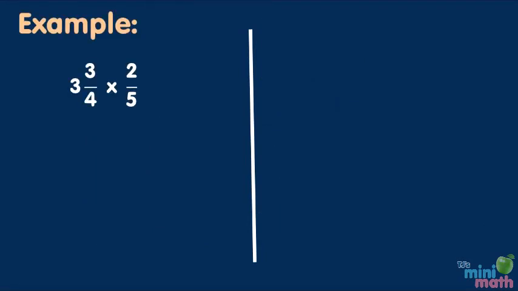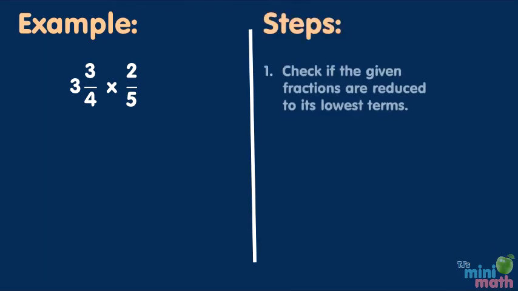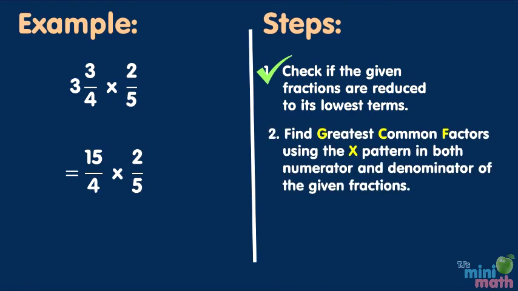As for the last example, we have 3 and 3/4, which is a mixed fraction, times 2 over 5. So we are going to convert first the mixed fraction 3 and 3/4 into improper fraction, because it's easier for us to multiply improper fractions rather than a mixed fraction. Okay, so if we convert 3 and 3/4 into improper fraction, that is 15 over 4 times 2/5. Next, we're going to look for the greatest common factors using the X pattern in both numerator and denominator of the given fractions.